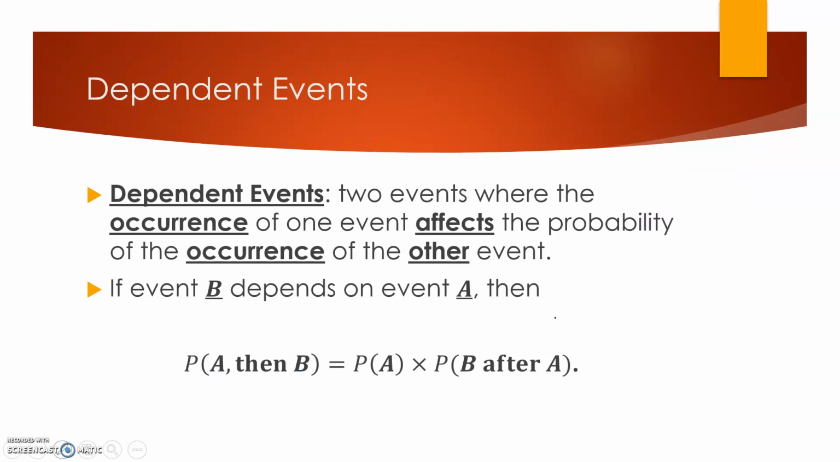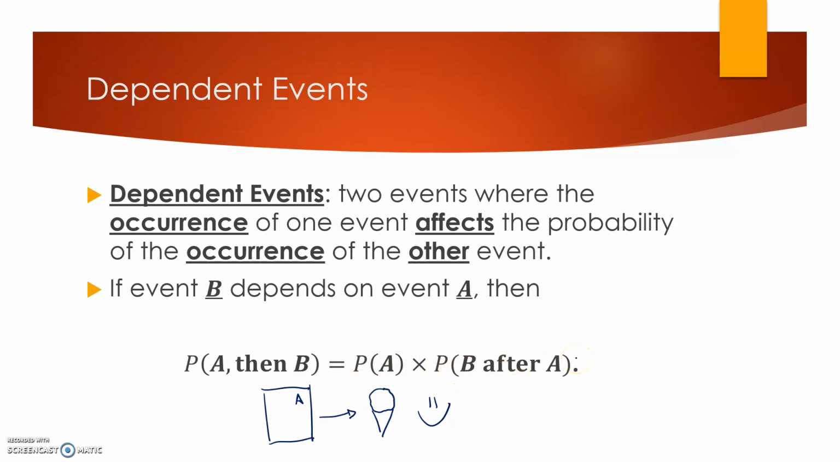So dependent events would be things like the test, getting an A, and then the ice cream. Yay! And so there are 2 events where the occurrence of one affects the probability of the occurrence of the other. So if B depends on A, if my getting ice cream depends on me getting an A on the test, the probability of B happening is, we say, what's the probability of A, and then multiply it by the probability of B after A.